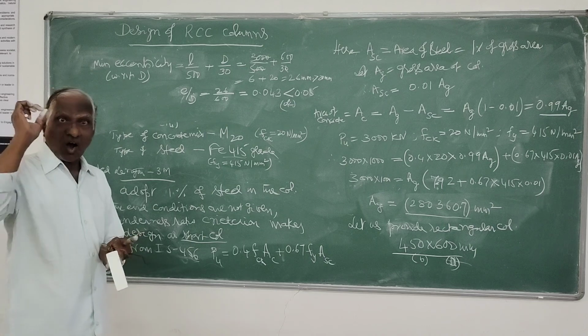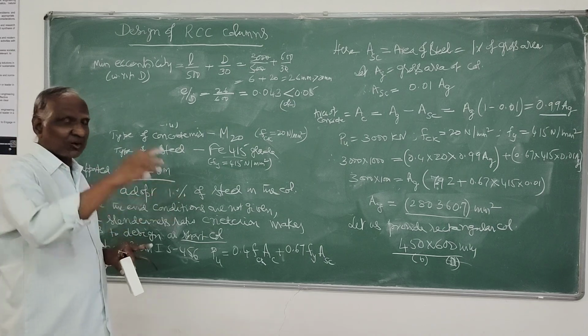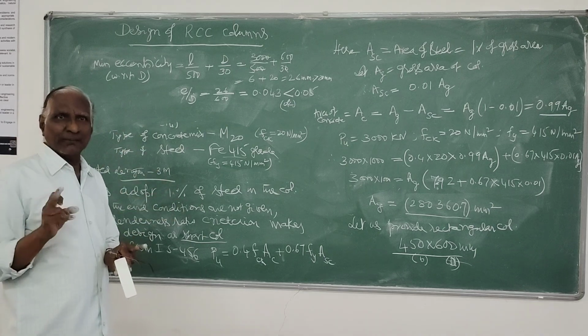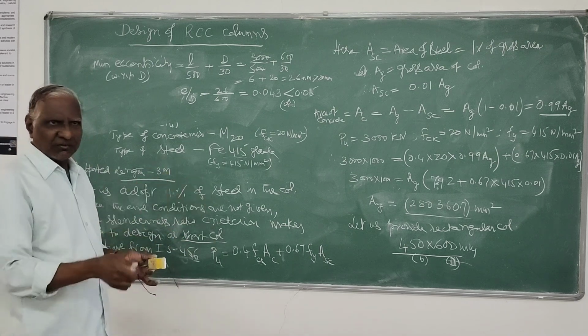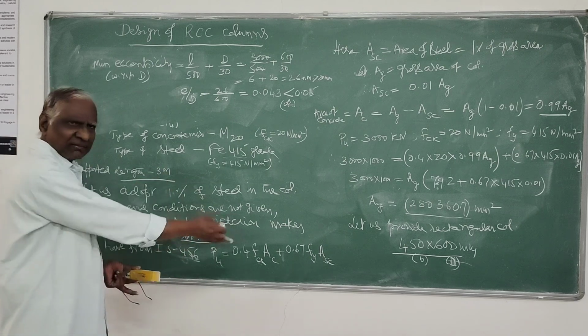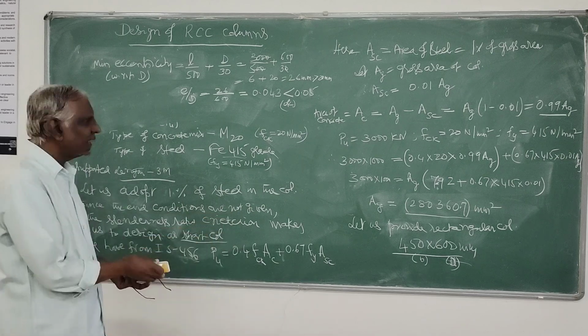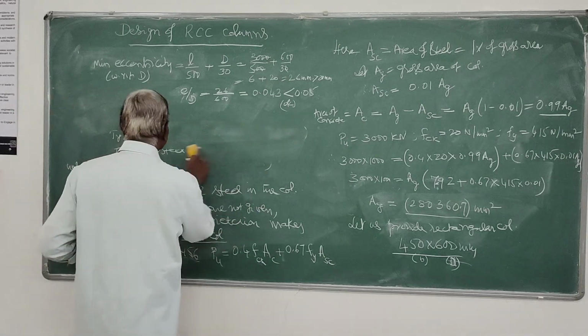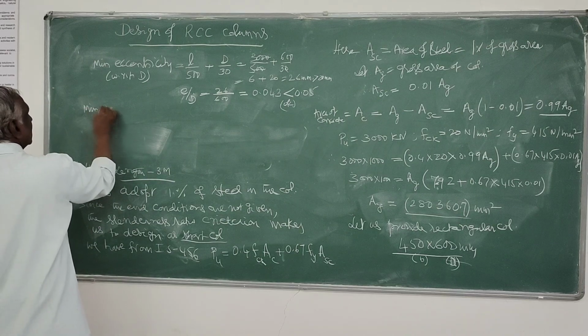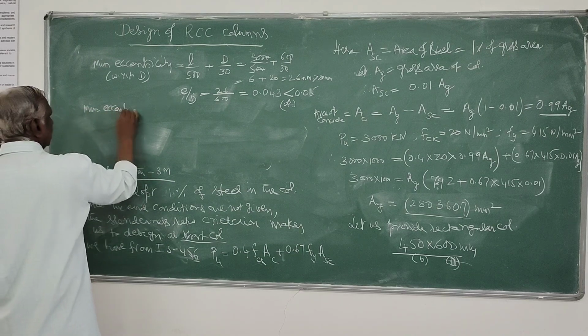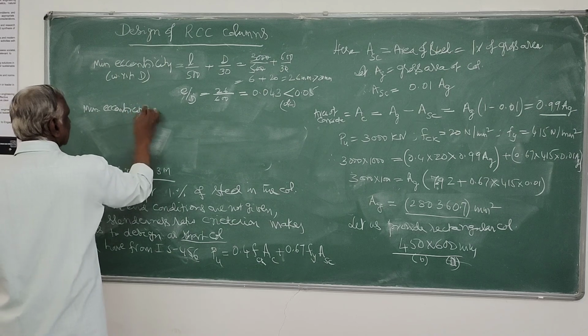Is it clear? All the points, whatever you have told, you have to bear in mind. Without remembering all those, no point in going for design. Other things are all very, very simple things. I am giving you the design. Next, you check with respect to minimum eccentricity with respect to B.